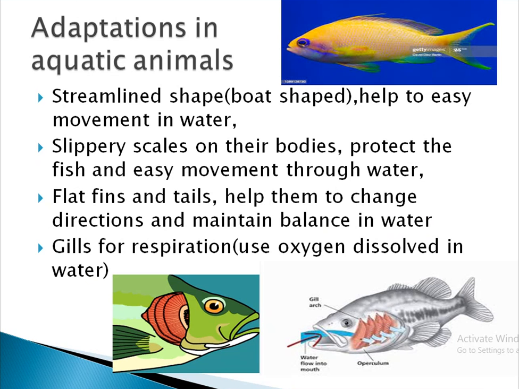The gills for respiration. The gills are very fine, thin membrane-like structures. They use oxygen dissolved in water. In the lower diagram, you can see the water current enter through the mouth and then pass on through the gills. So by the process of diffusion, they can absorb oxygen from water and release carbon dioxide.